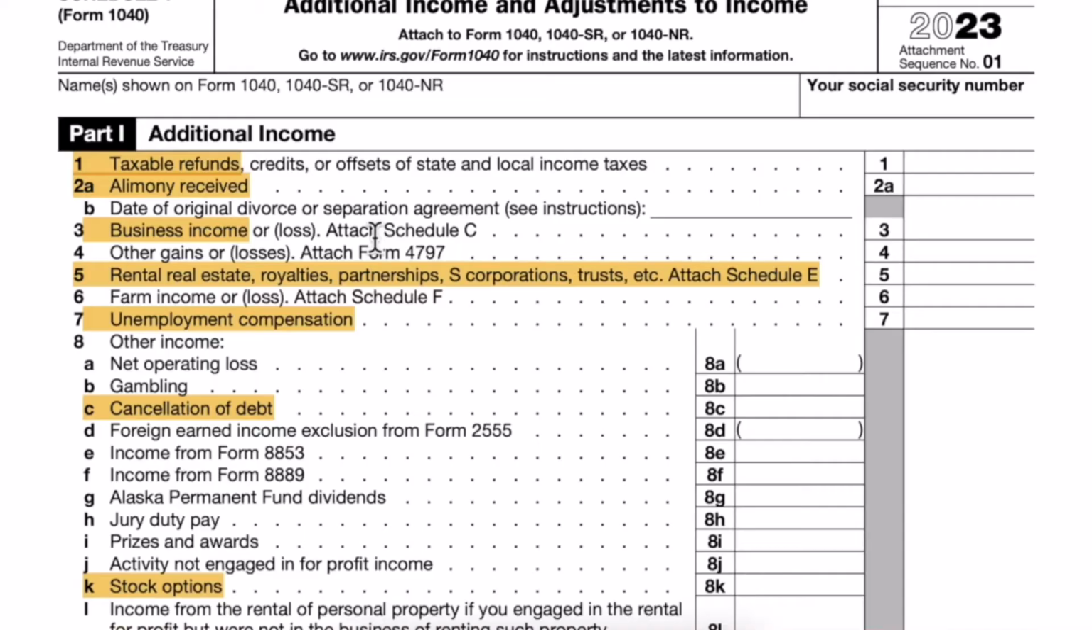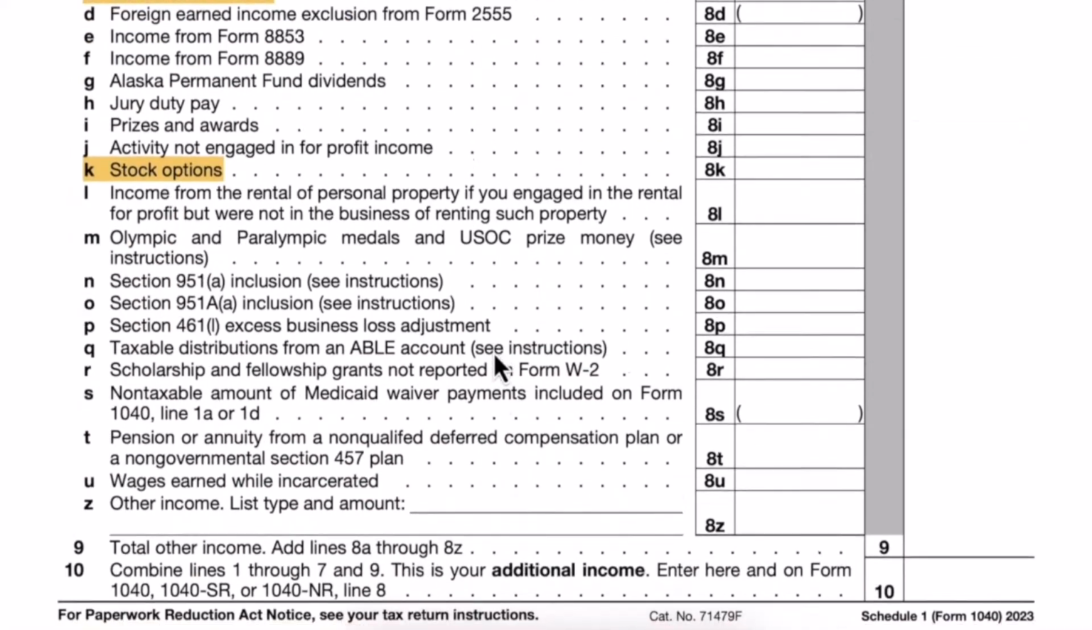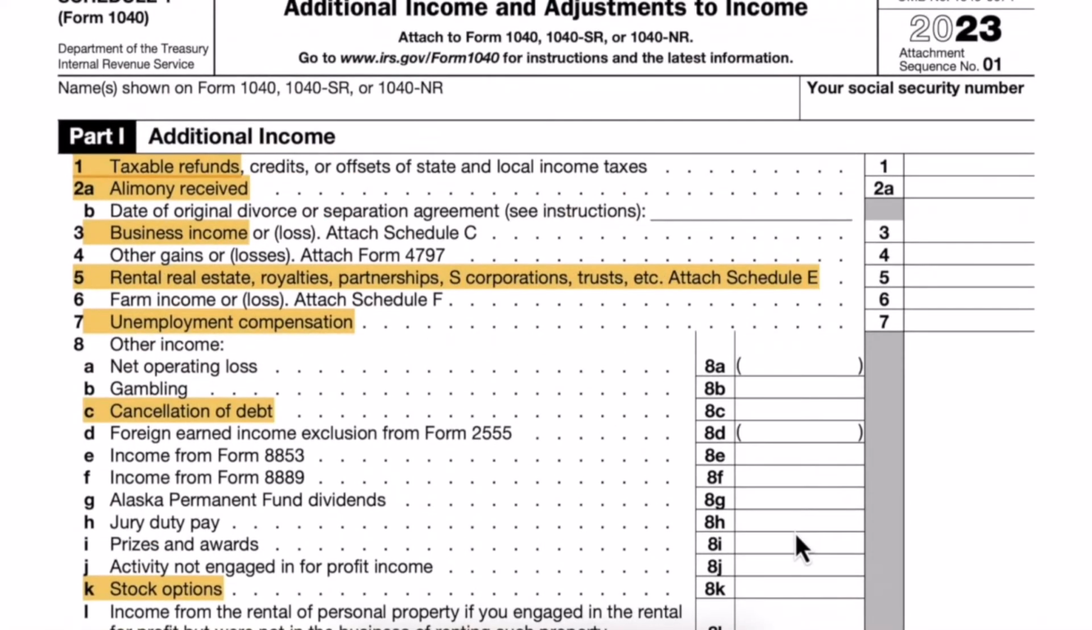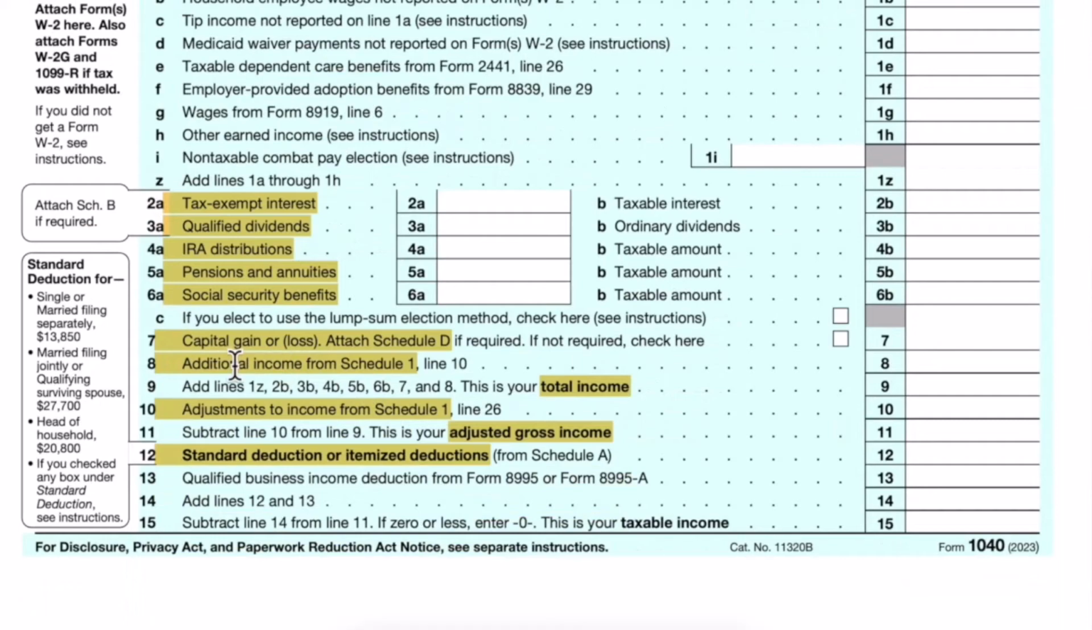And then another common other income item is stock options. So if you receive an RSU or restricted stock unit, restricted stock, there are tax implications for that. So that income would be reported here as well. So if we look at the total amount of all that income, it would be reported on line 10 of other types of income. And if we go back to the 1040, that other income would be reported here on line 8, additional other income or additional income from Schedule 1. So we get added on line 8.